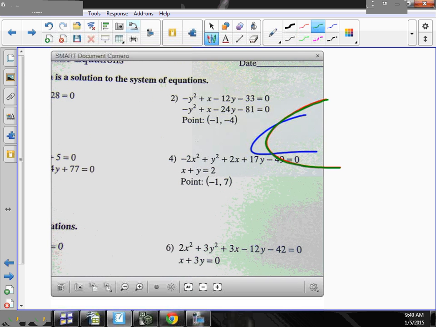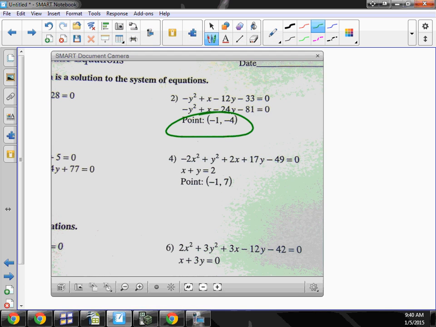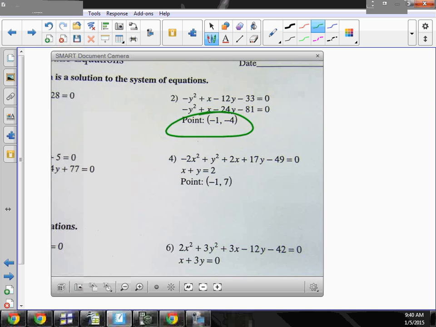So how do I know if this point is a solution to the system? Plug it in. So let's say I plug it into the top and it says equals 0. What does that tell me? That tells me that point belongs to the first equation. Does that tell me it is an intersection? No. How do I find out if it's an intersection? Plug it into the bottom.